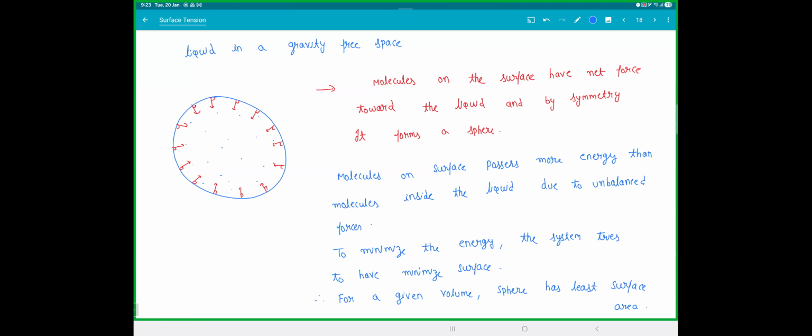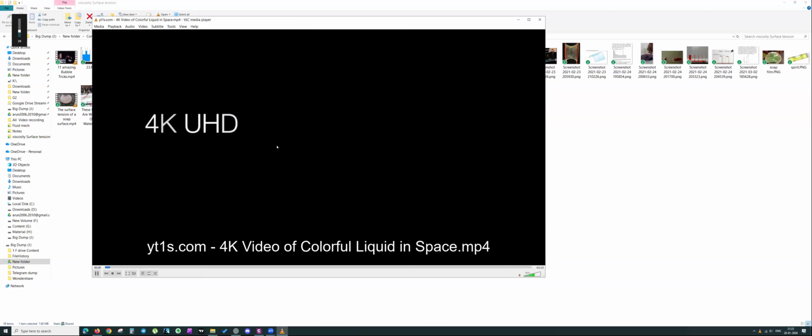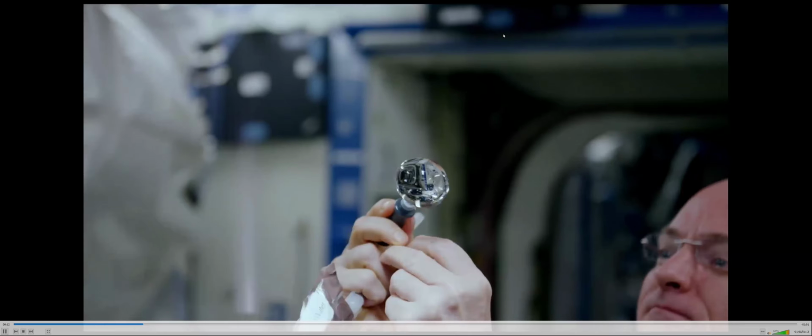So how does this look? Let's see how the spheres look. So we need gravity-free space, so International Space Station. There, can you see that water? Oscillating a bit, and there he kept some blue liquid, blue color for us to see.